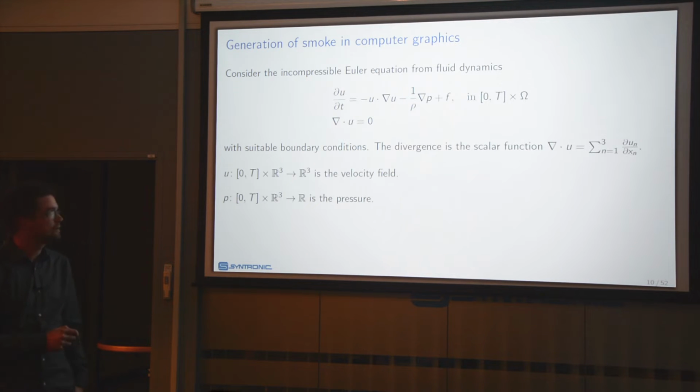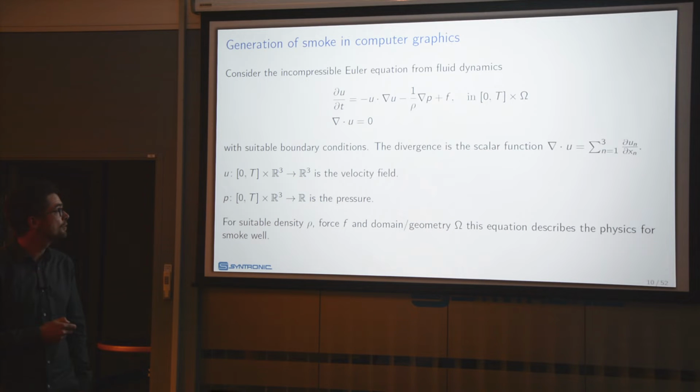So here u is the velocity field of the fluid or the gas. So in every point in space and time, you have a vector with a direction and a length corresponding to the velocity. And then you have a pressure field, which is scalar. And then for a suitable rho, which is density, force F, and the domain omega, which is the geometry, for instance, the arch in the picture, this equation describes the physics for smoke well.